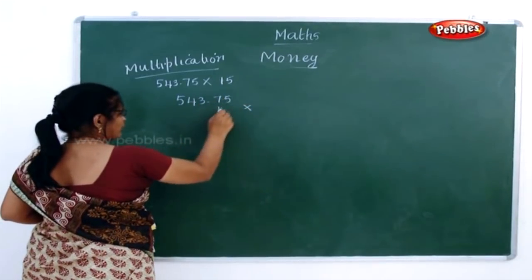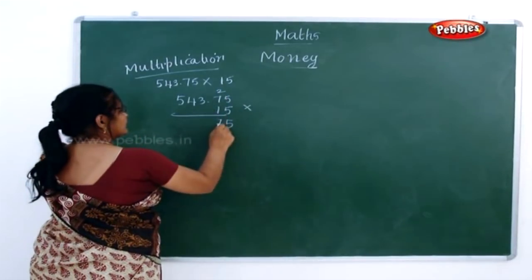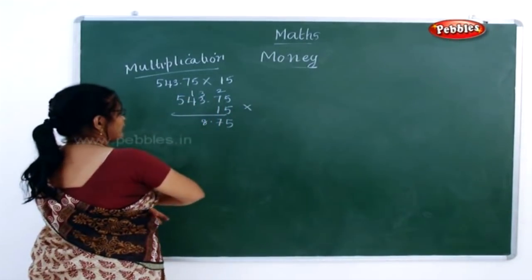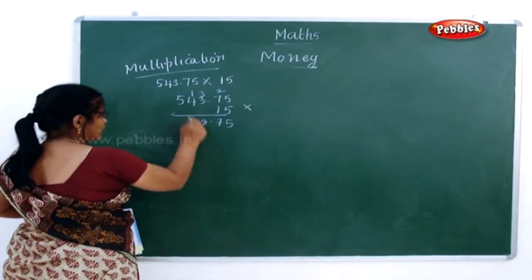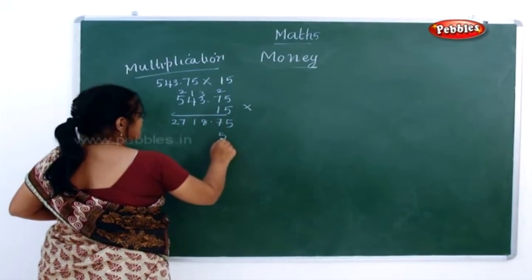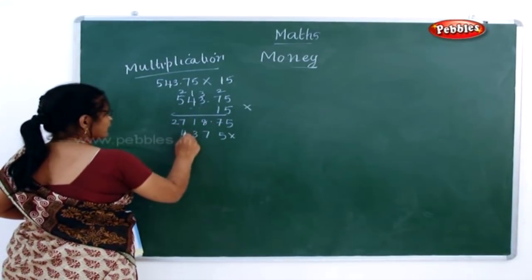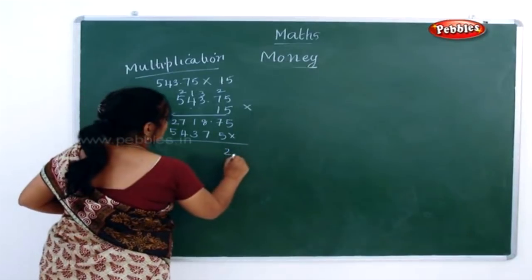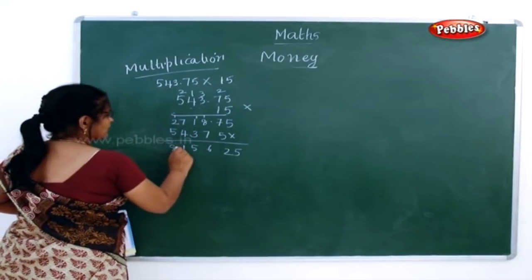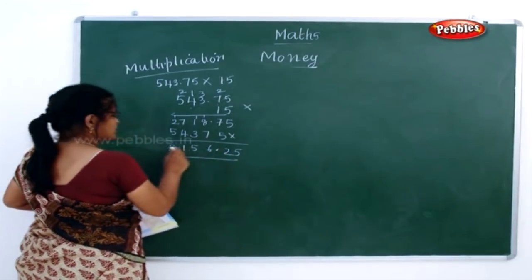543.75 into 15. So 5 5s are 25, 2, 35, 2, 37, 3, 3 5s are 15, 15 plus 5, 18, 1, 4 5s are 20, 20 plus 1, 21, 2, 5 5s are 25, 25 plus 2, 27. Again 5 ones are 5. This one you can put 0, 7 ones are 7, 3 ones are 3, 4 ones are 4, 5 ones are 5. Now 2 5, 1 16, 1 5, 11, 1 8. So now 8156, this is 0.25, 8156.25.